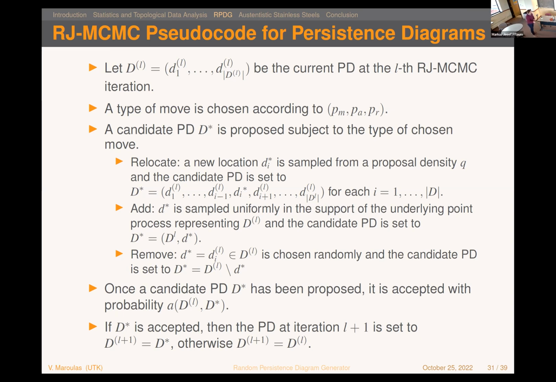Okay, so you pick with a certain probability what you do, and then you're gonna propose a new persistence diagram, D star. Okay, now if the chosen move is to relocate, and then you accept the sample, you see here that instead of having DI, it has the DI star, with a certain probability. If you add the point, then the new D star is going to have what you had before, the D, plus the new point. And then if you decide to remove that point, you see that the new D star is going to be the previous one minus that point, okay? And then you have to compute the probability of acceptance between the previous D and the D star.